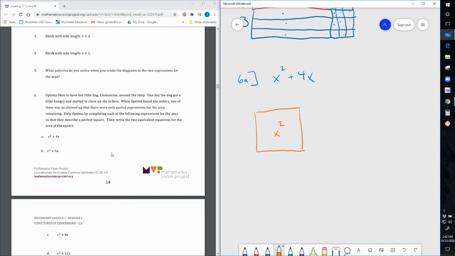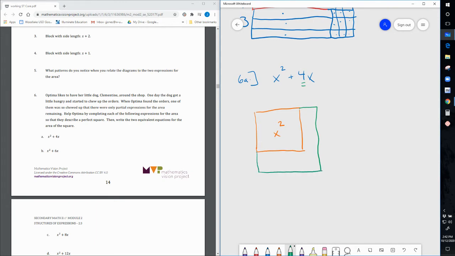So if I want to keep this a square, what do I need to do to make sure that I put all of these in the area diagram so it remains a square? Think about where you would put them. Would you put all of them on one side? How would you split them up is my question.